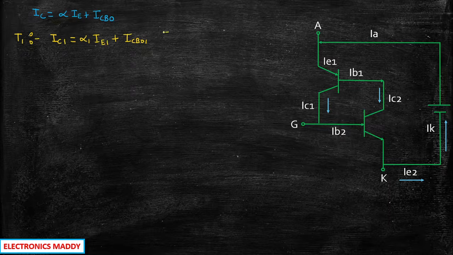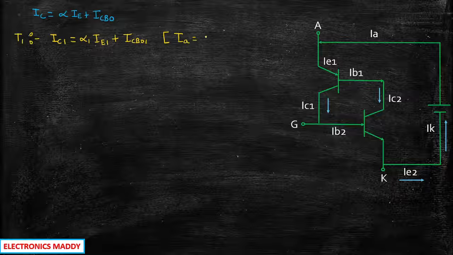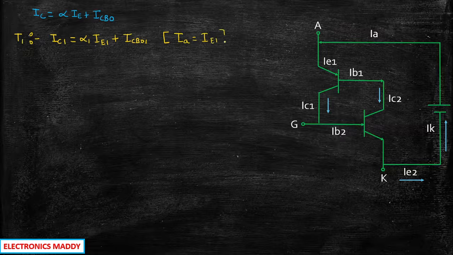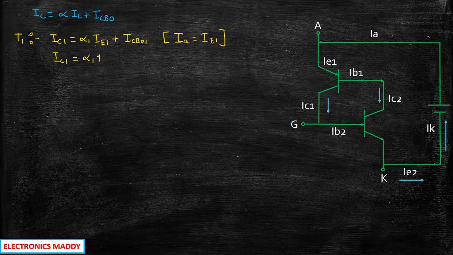Consequently, from the figure, can we say IE1 is equal to IA? Because the same current is flowing through this path, isn't it? So we can write IA is equal to IE1. Very, very important point, and this will be useful in this expression. So can we rewrite this expression as IC1 is equal to alpha 1, so IE1 I can substitute as IA, isn't it? So alpha 1 IA plus ICBO1. So this is called equation 1. Very, very important equation.